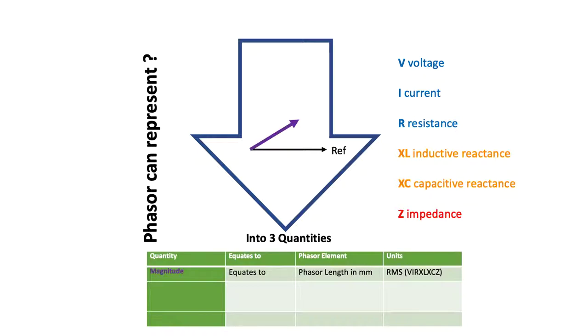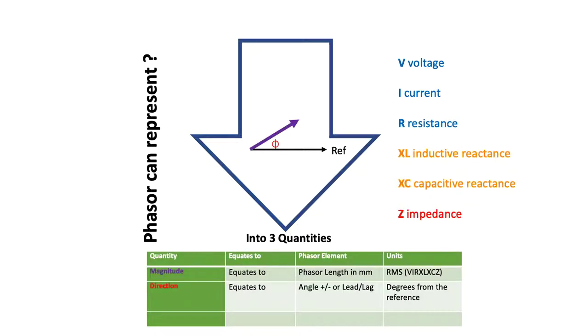A magnitude equates to the phasor length in millimeters, and represents its RMS value of current, voltage, resistance, capacitive reactance, inductive reactance, or impedance, but it is the RMS value, and its length represents the magnitude.